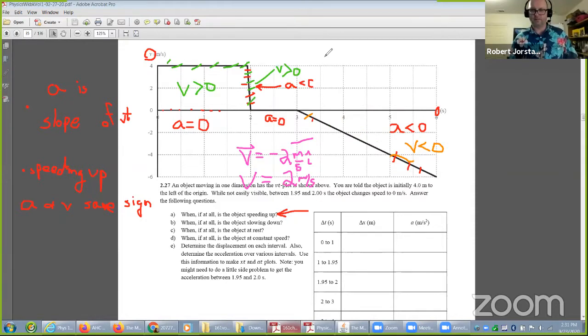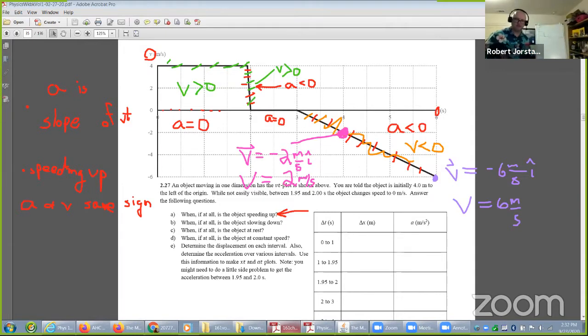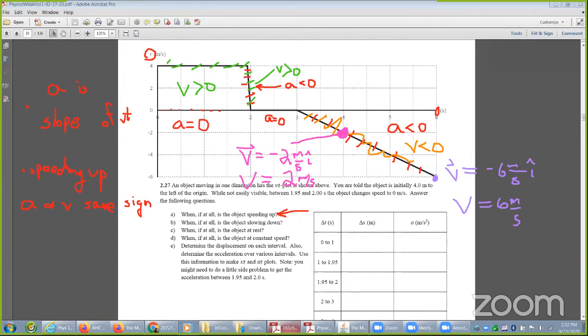How about this purple point down here? There, the velocity is a larger negative number, negative 6 meters per second I hat. But what's the speed? 6. Is it speeding up? You bet. Does that make a little bit more sense there? It's speeding up from 3 to 6 seconds.